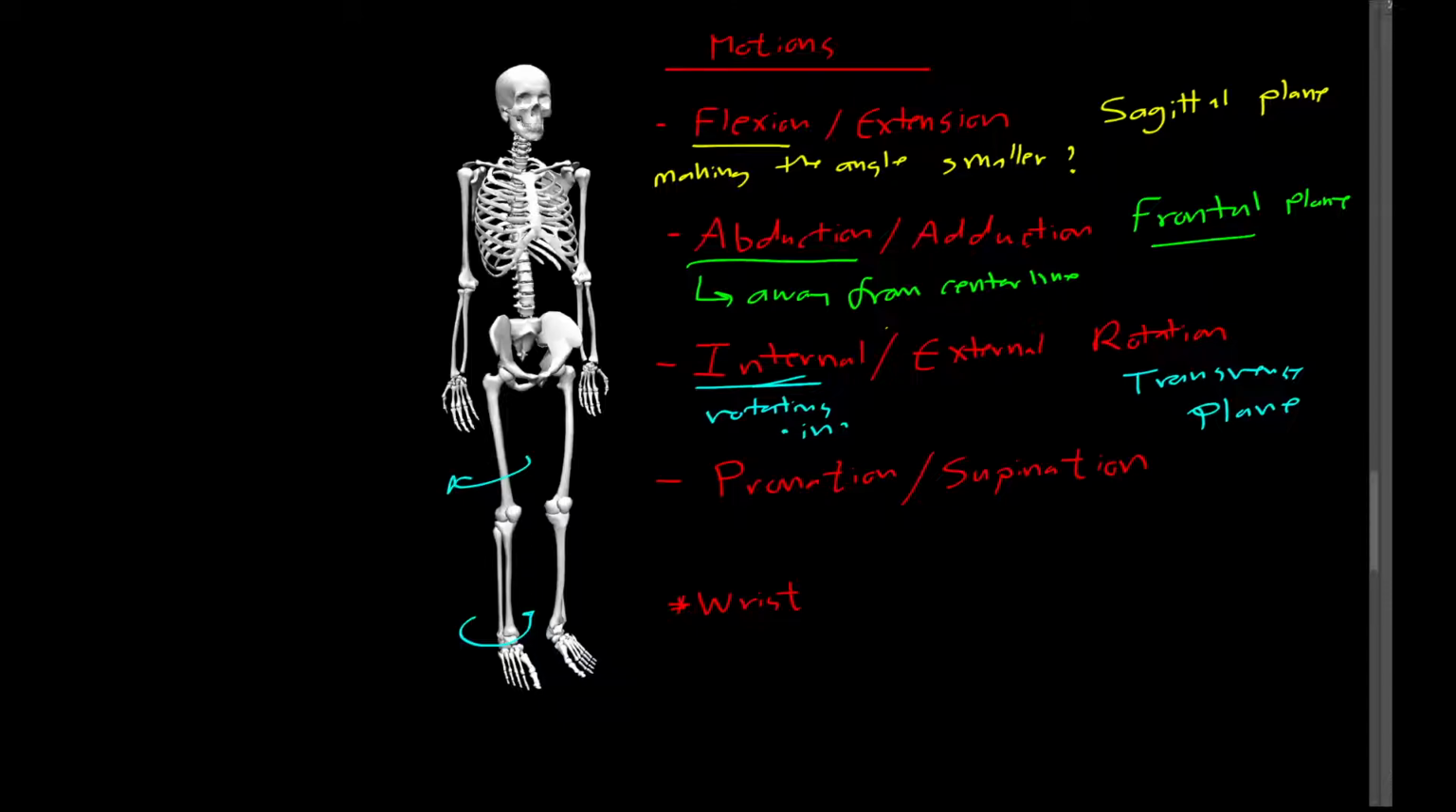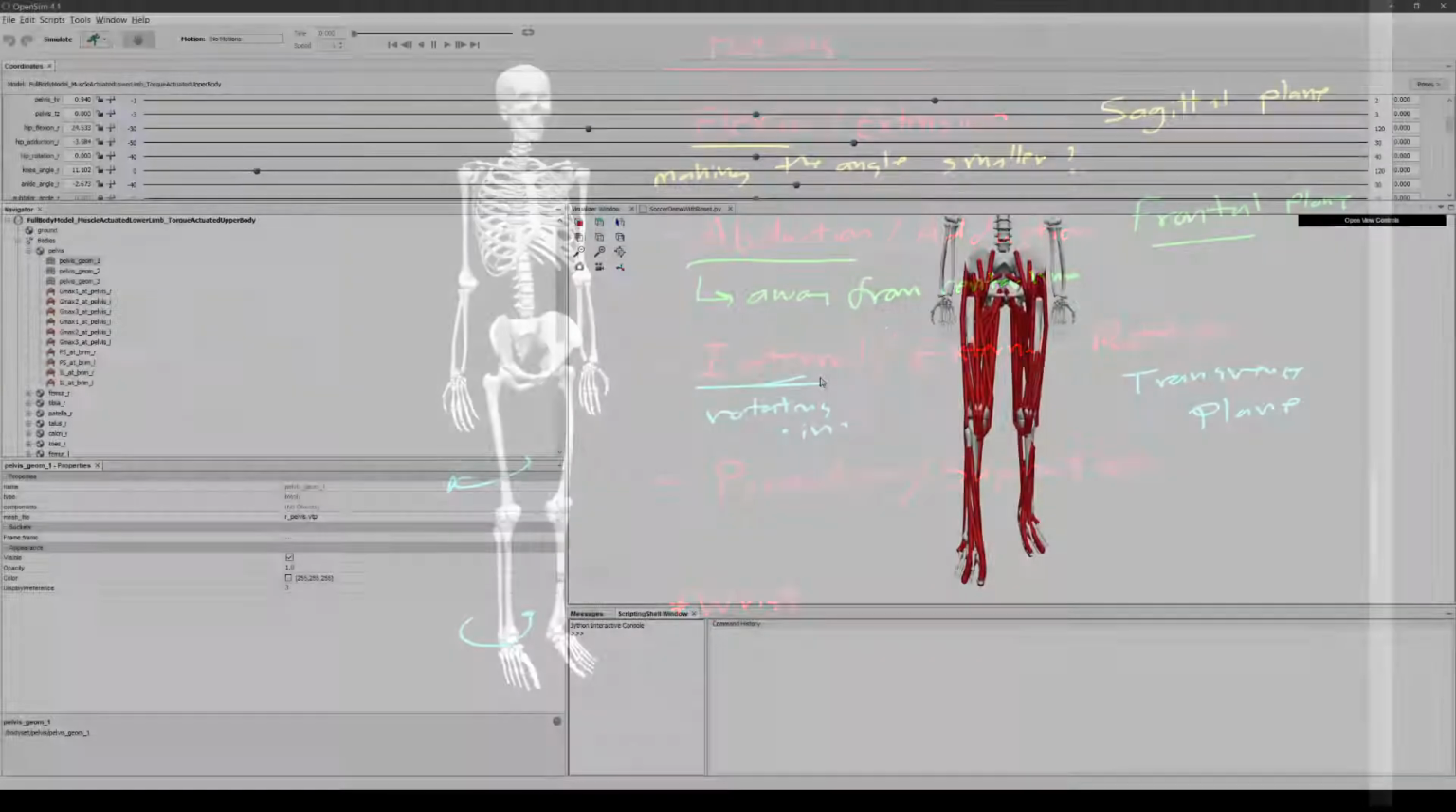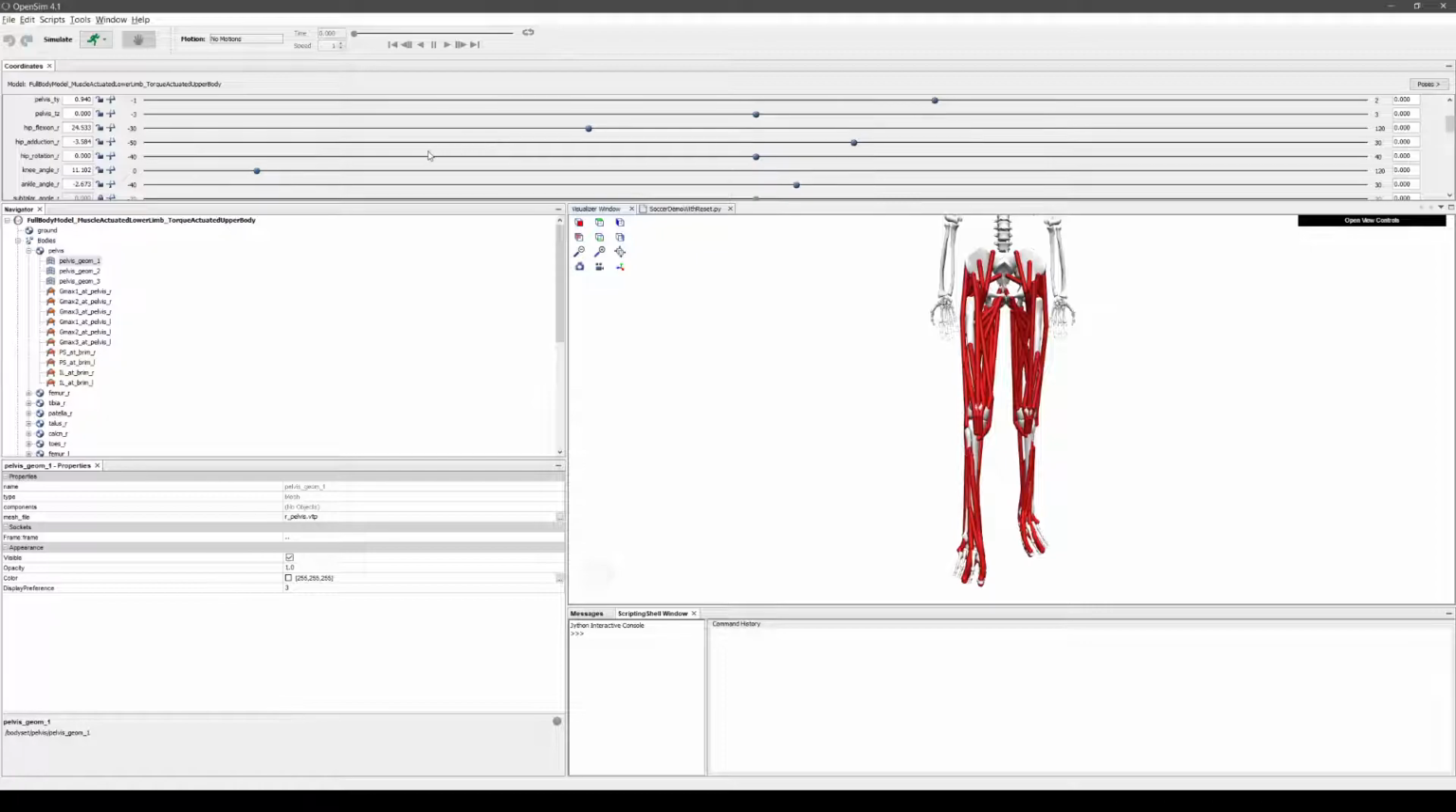Again, I can show you that over here in OpenSim. We can go down and we can grab hip rotation. We can rotate the hip internally like this. We can rotate the hip externally like that.